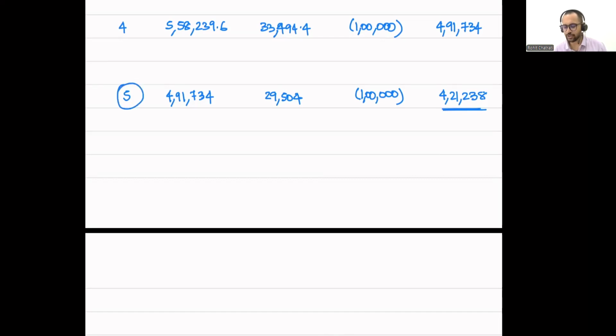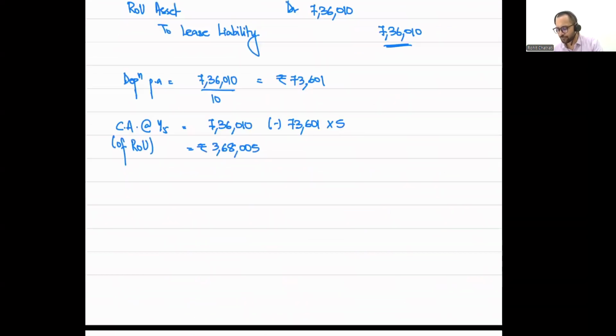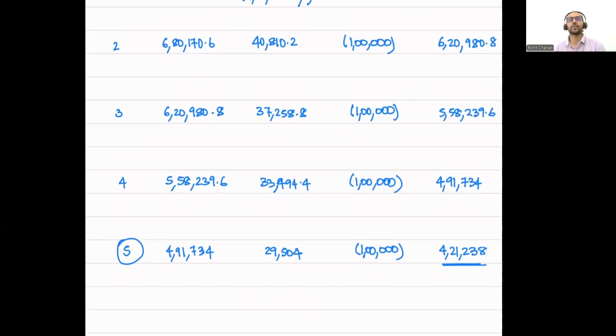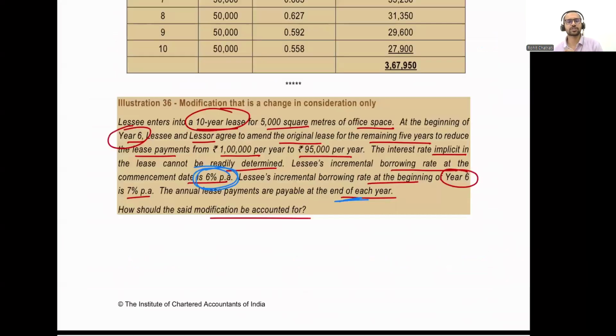All right. So my closing balance at the end of year 5 is 4,21,238. The closing balance at the end of year 5 is also the beginning balance for year 6. Beginning of year 6 is when I'm actually changing the consideration. When me and the other party are renegotiating the consideration, the beginning balance at year 6 is the same as the ending balance for year 5, which is 4,21,238. All right, so I had an ROU asset in my books of 3,68,005 at the end of year 5, and at the end of year 5 the lease liability was 4,21,238.